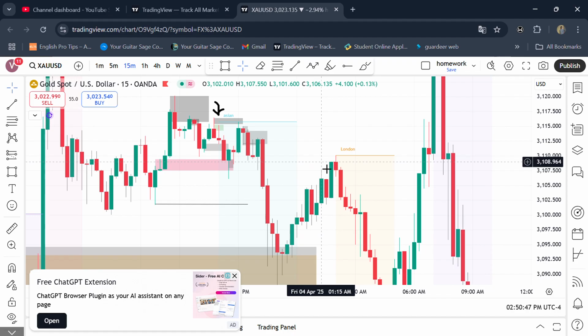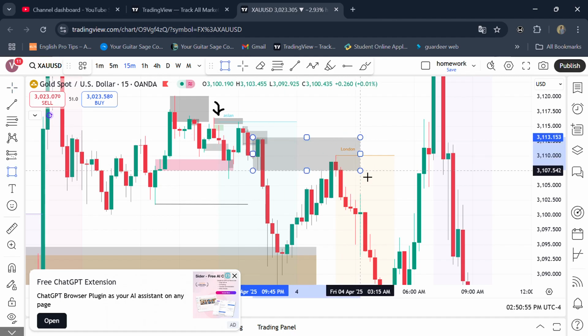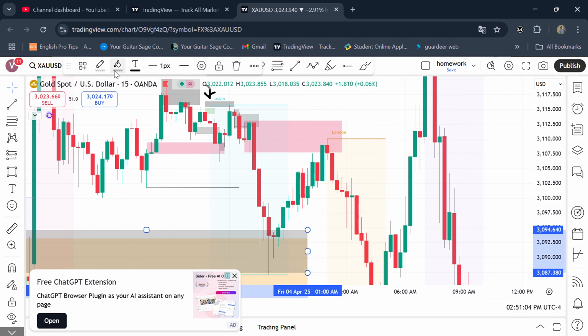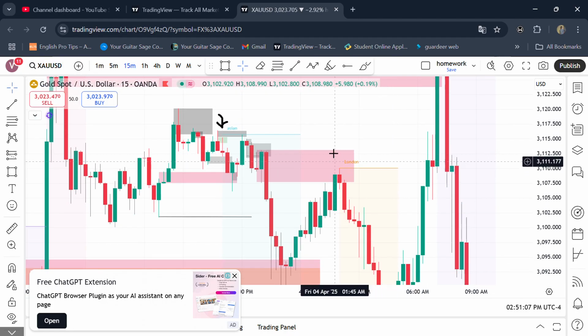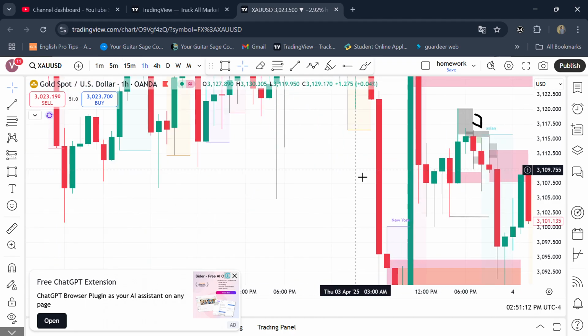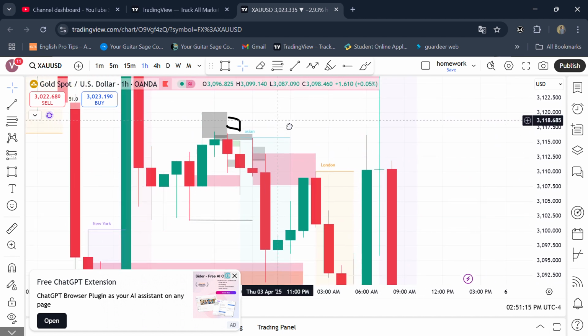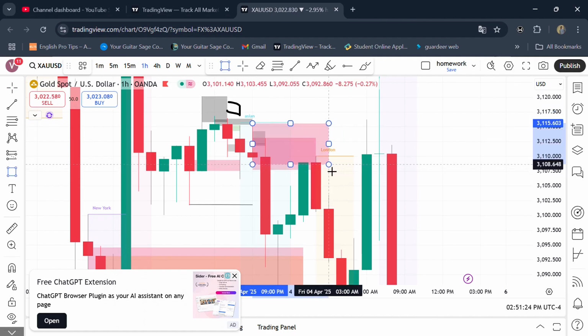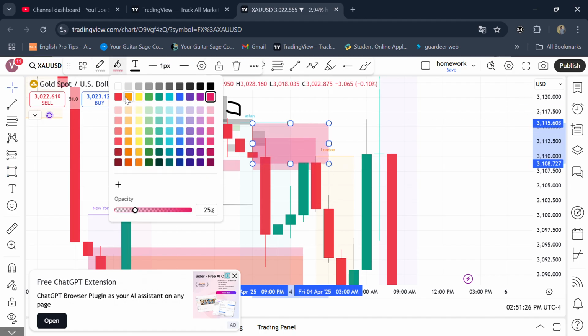Now, what could have been your action plan for the London session? You see, on 15-minute, you find this order block which got formed in Asia. Let's mark it as pink. Okay. This 15-minute order block got formed in Asia. If we go on 1 hour time frame, again in Asia, you will find this order block. We'll mark it as orange.